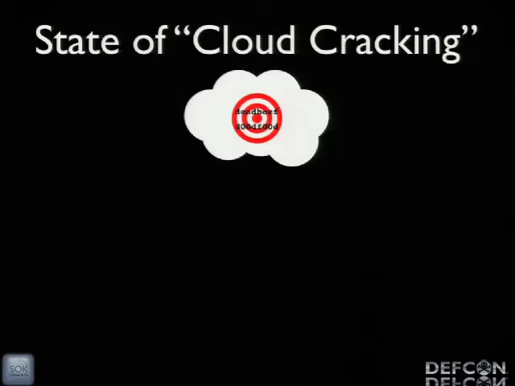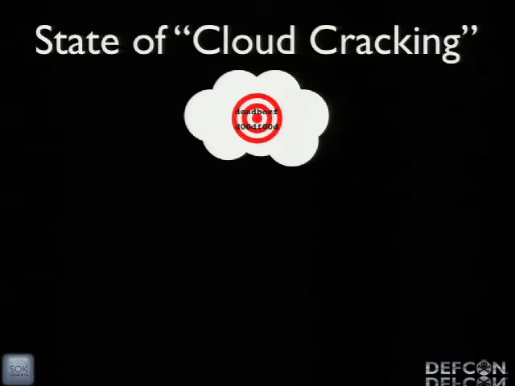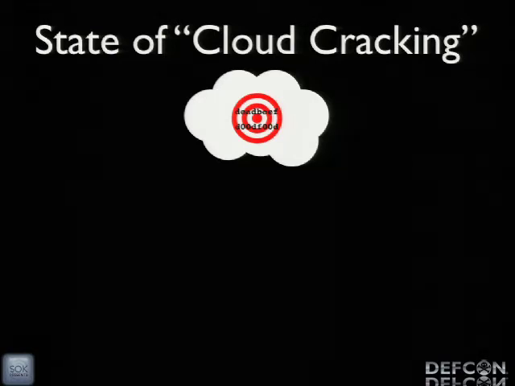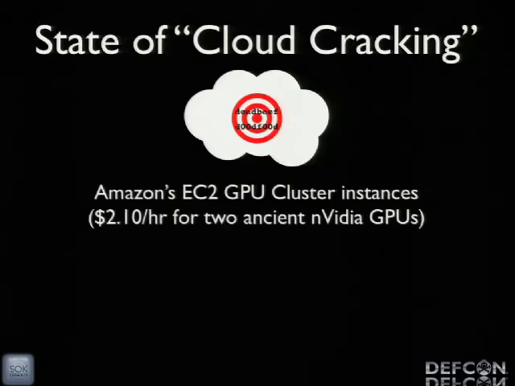So let's take a look at the state of cloud cracking. It's been in the press for the last, really 2 or 3 years. And let's see where things are. We have Amazon EC2 GPU instances, which are either, depending on who you believe, the end of passwords as we know it because anybody can afford to crack lots of passwords, or $2.10 an hour for 2 relatively ancient NVIDIA GPUs that don't perform well.